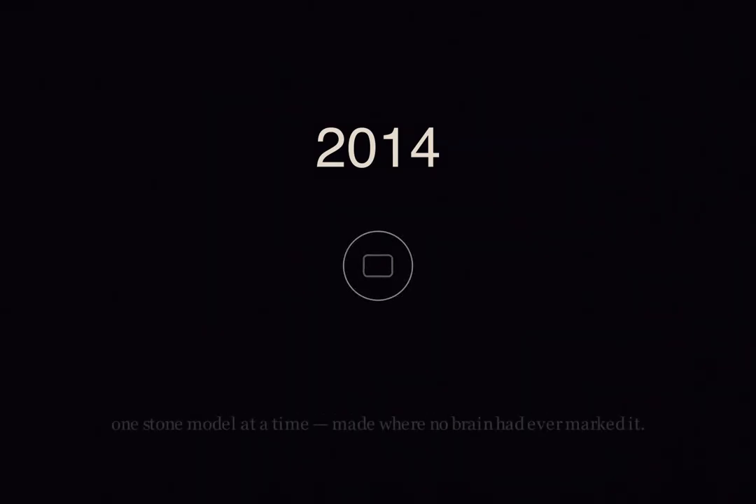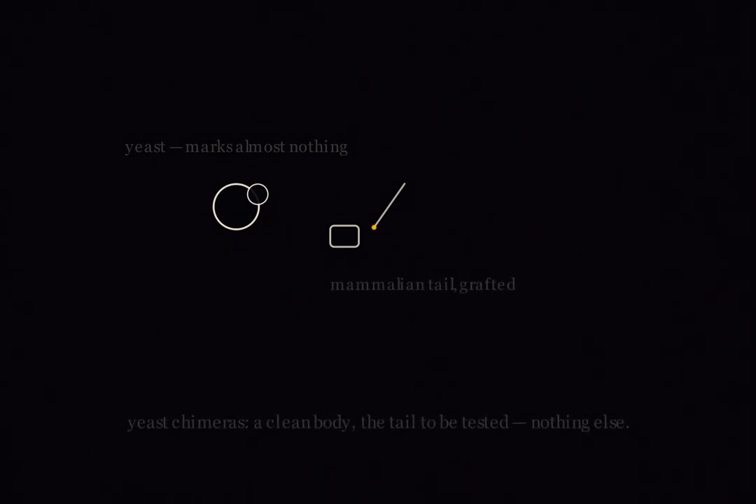So, around 2014, a quiet race began to build clean tubulin from scratch, recombinant tubulin, one stone model at a time, made where no brain had ever marked it. 3 routes were found. Yeast chimeras, tubulin bodies from yeast, an organism that marks its tubulin almost not at all, with mammalian tails grafted on, a clean body carrying the tail to be tested and nothing else.